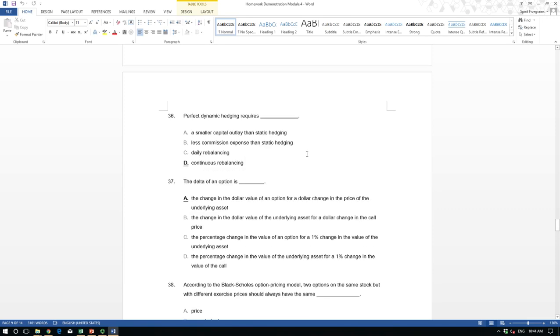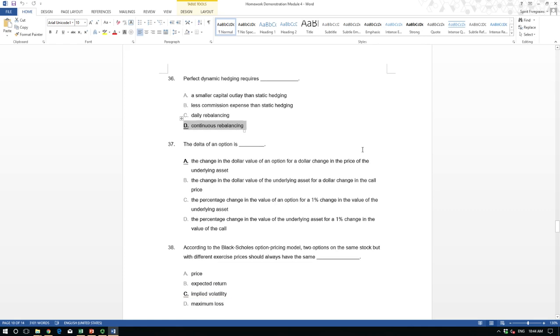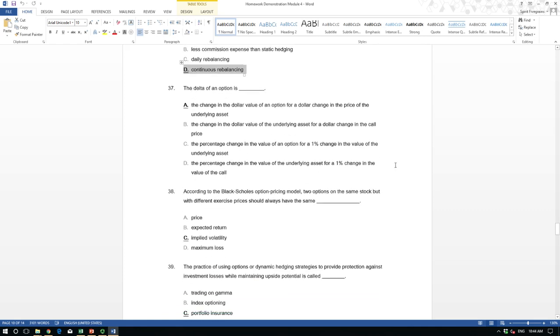Number 36. Perfect dynamic hedging requires continuous balancing, because the hedge ratio changes all the time. It requires continuous, constant rebalancing of the portfolio to achieve dynamic hedging. Number 37. The delta of an option is what? Well, the delta is actually the probability N(d1), and it measures the sensitivity of the option price to stock price change, and that is the best answer.